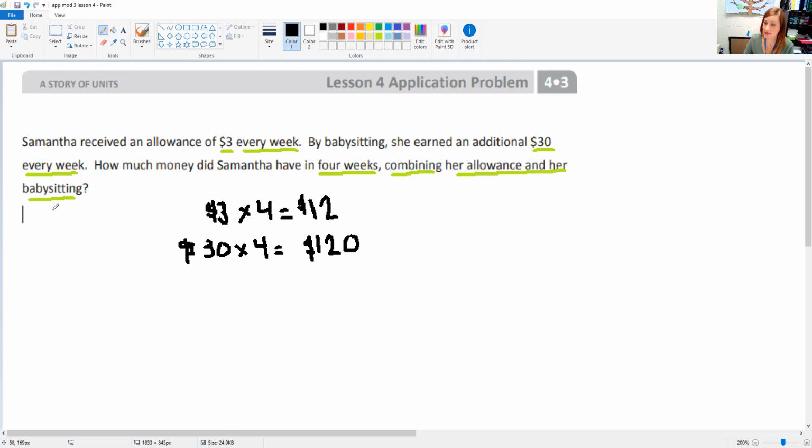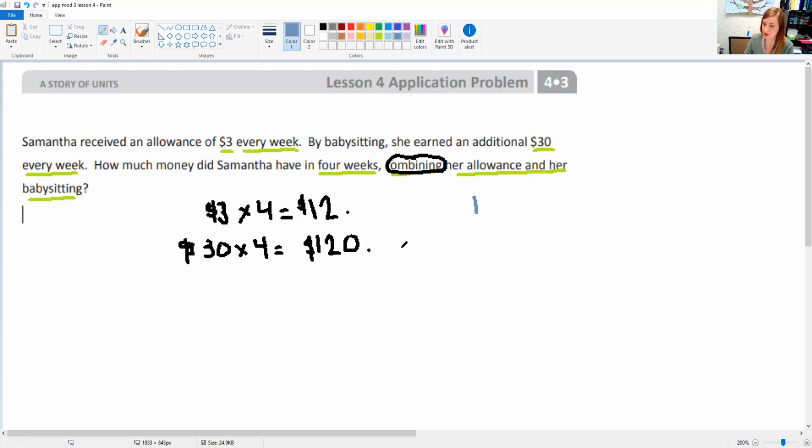So then that doesn't really answer my question yet. Right now I know how much she earned in 4 weeks from her allowance and how much she earned in babysitting after 4 weeks. The question says, how much money did Samantha have in 4 weeks combining? What does combining mean? Her allowance and babysitting. So what kind of operation are we going to have to do? We're going to have to add.